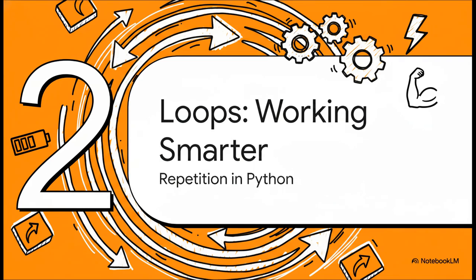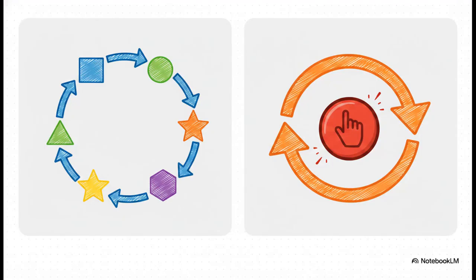Moving right along to Section 2, loops, working smarter. Look, why write the exact same command 100 times when the computer can just do the heavy lifting for you? We have two main tools for this stamina. The for loop is great for when you know the exact count up front. Like if you want to spawn exactly 5 enemies in a game, you'd use range 5.